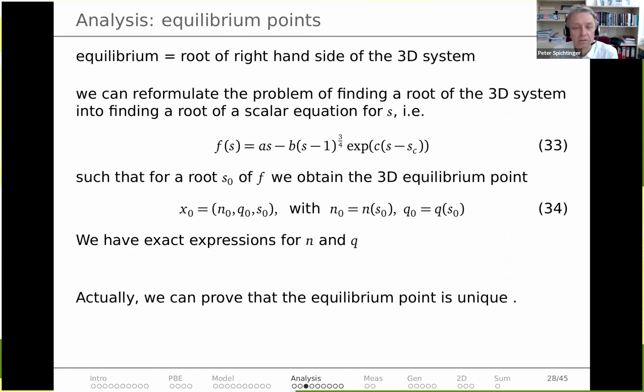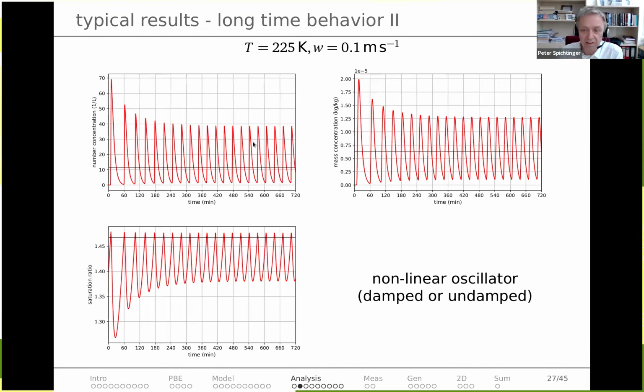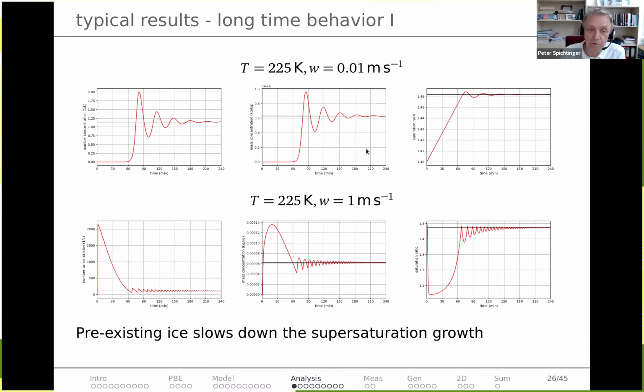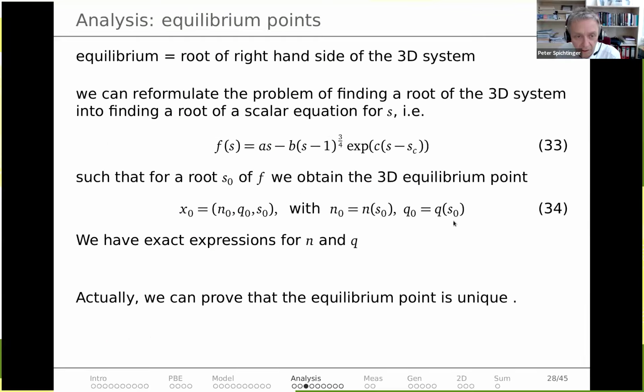Now you can do a little bit of mathematics and think, well, what about these equilibrium points? So it looks like this. Here I put these equilibrium points, but in principle here you see that it goes to some steady state. Can we calculate this? The answer is yes. You can reformulate the problem to just a scalar function, and you can prove that this has a unique root, and this is a unique equilibrium point. Okay, so you can prove that it's unique, that's fine.